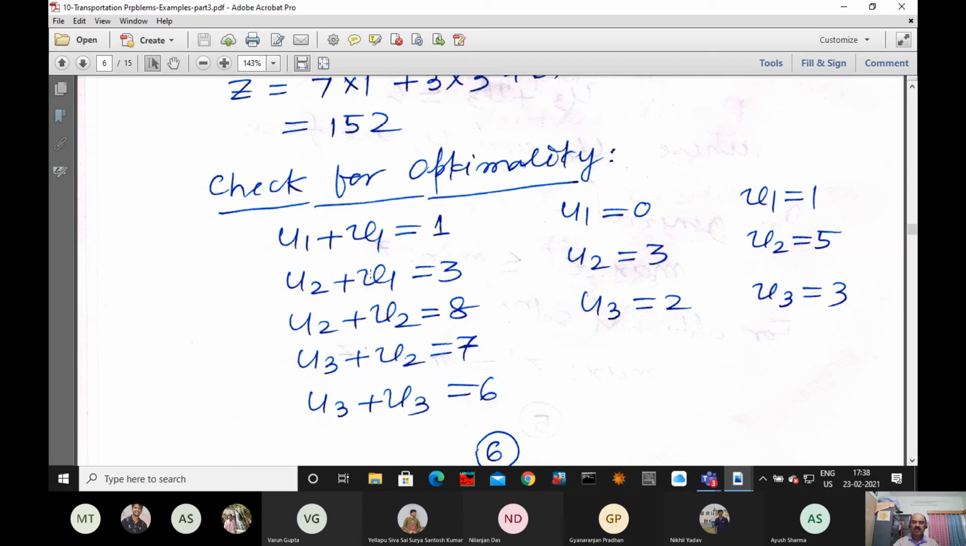So V1 equal to 1 means U2 equal to 3. V1 equal to 1. How much? U2 plus V1. U1 equal to 0, V1 equal to 1. Okay, this U2 plus V1 equal to 3. So U2 will be 2, isn't it? V1 equal to 1 means U2 will be 2. Okay, so like that you calculate.